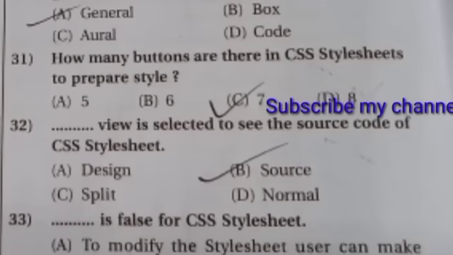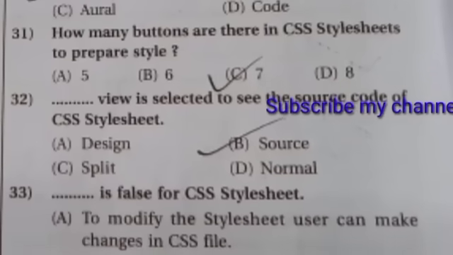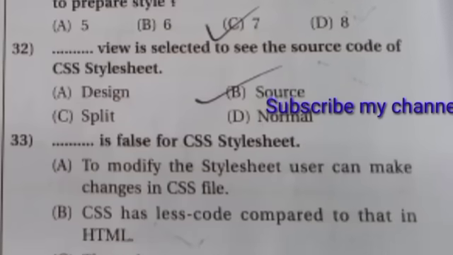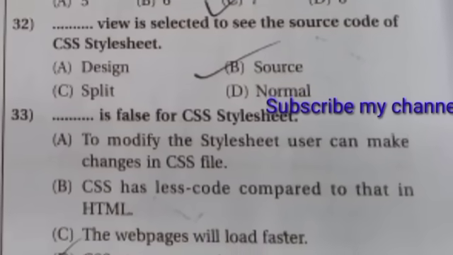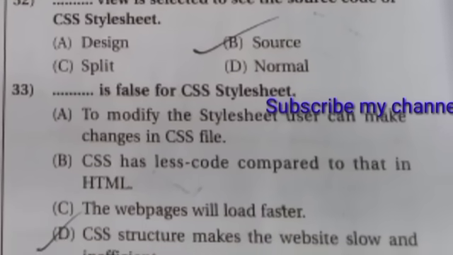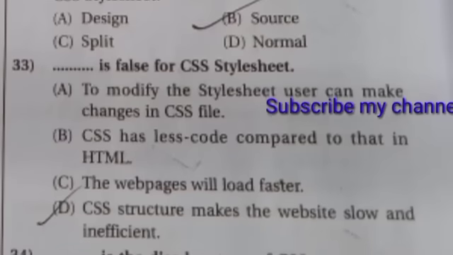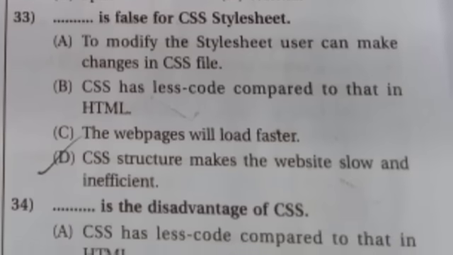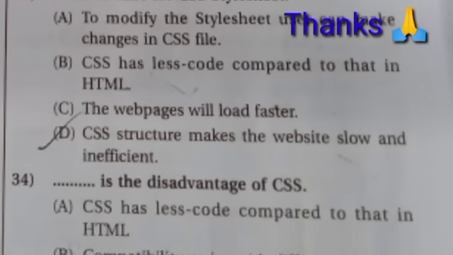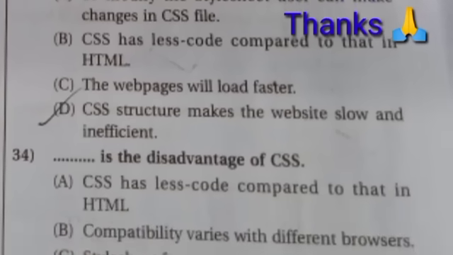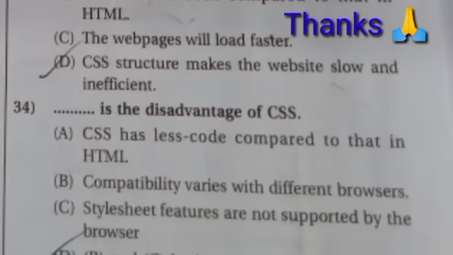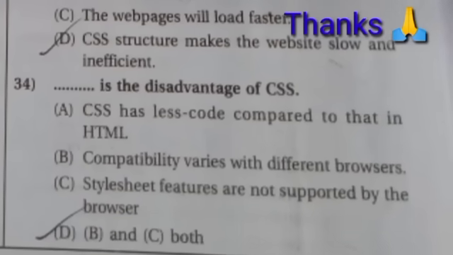C, 7. Dash view is selected to see the source code of CSS style sheet. B answer is source. Dash is false for CSS style sheet. So D answer is CSS structure make the website slow and inefficient. 34, see, dash is the disadvantage of CSS. So the answer is D, B and C both.